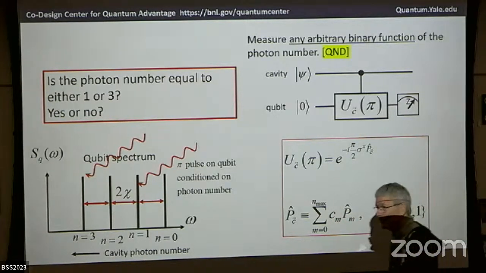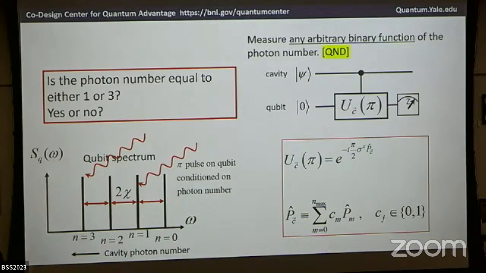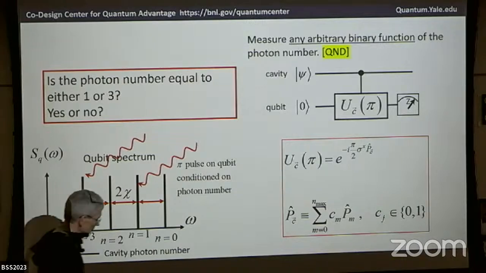Yes? It's the fact that the qubit is entangled with the photon number. Well, the projector is by the frequency selection. Right, it's the frequency selection plus the fact that the qubit frequency is shifted by the photon number. Yes, exactly. You need the qubit frequency to change with photon number, and then you select. Yes, excellent.